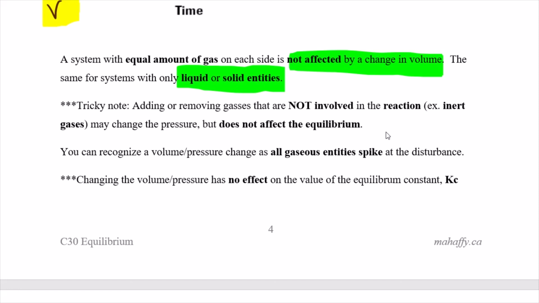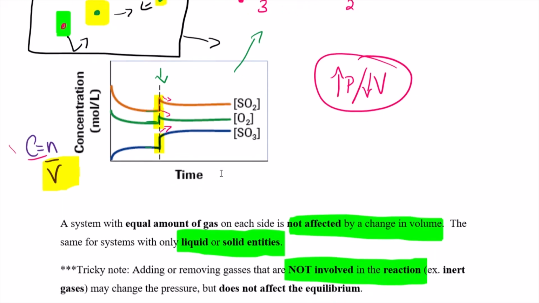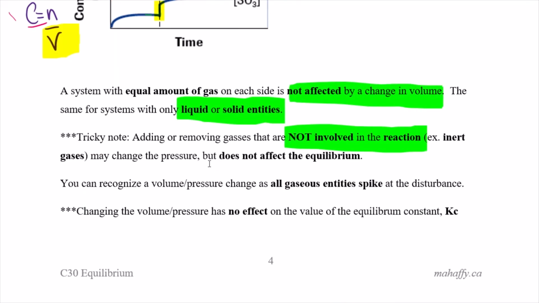Note, if you add or remove gases that are not involved in the reaction, like inert gases, say up here, we increase the pressure by pumping a bunch of argon into this reaction vessel, that will change the pressure, but it won't affect the equilibrium. Why not? Because it doesn't cause any more effective collisions to happen between reactant or product entities. The collisions are happening now with the inert gas, which, inert means it's non-reactive. You can recognize this because everybody spikes, and we do not change the Kc when we make volume or pressure changes.